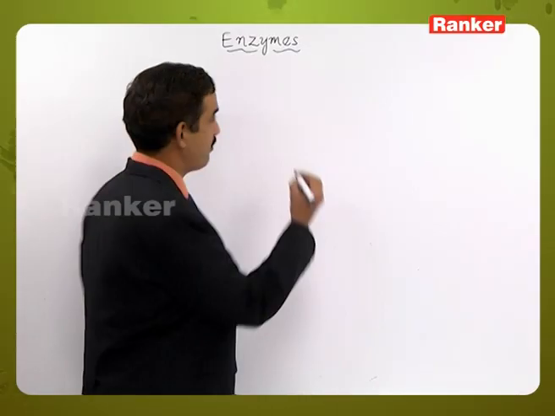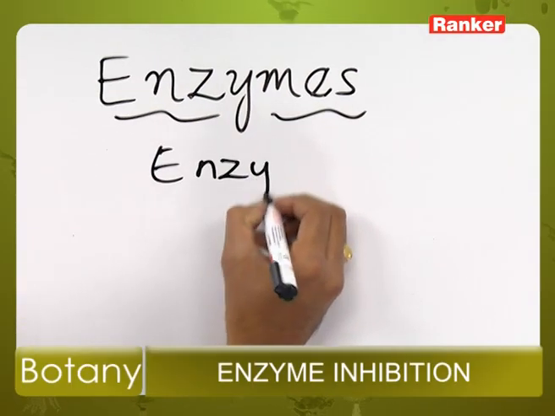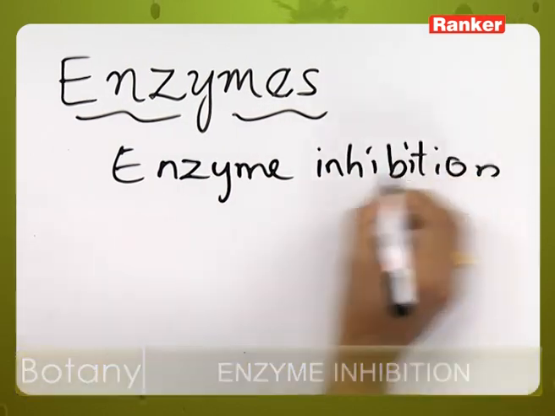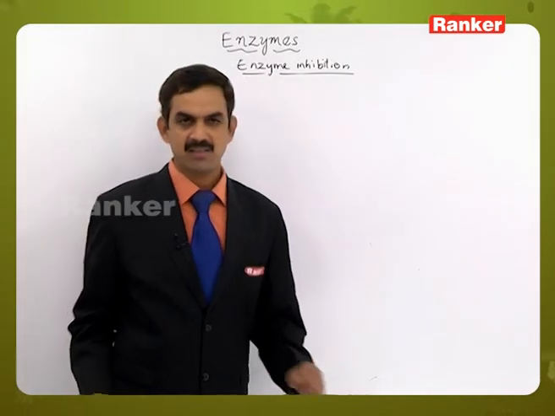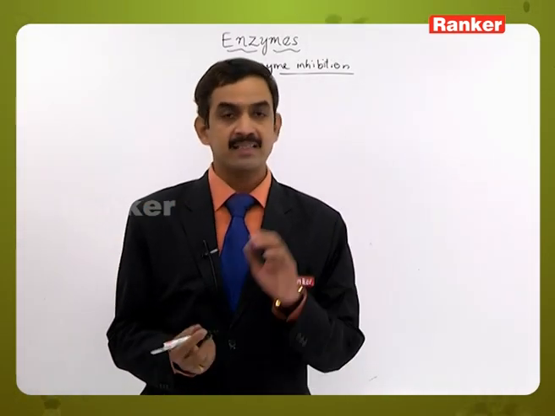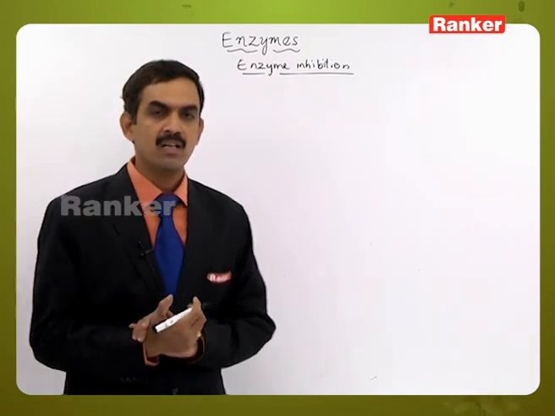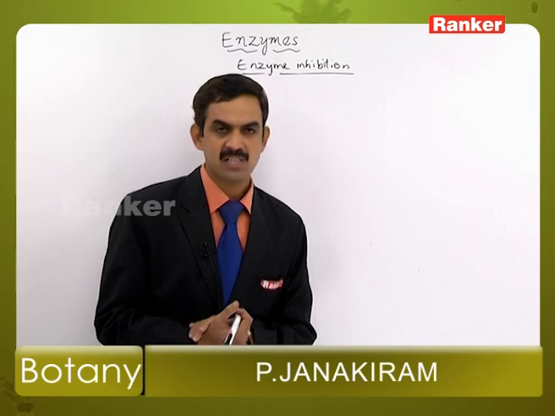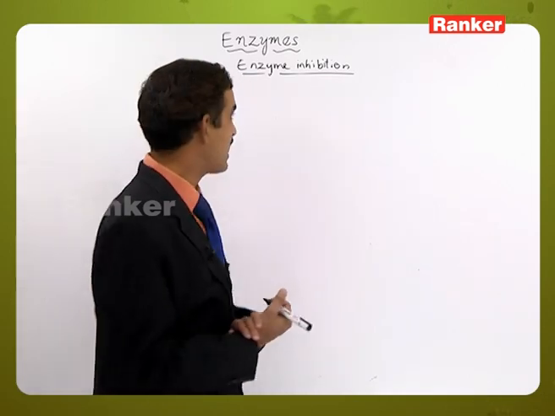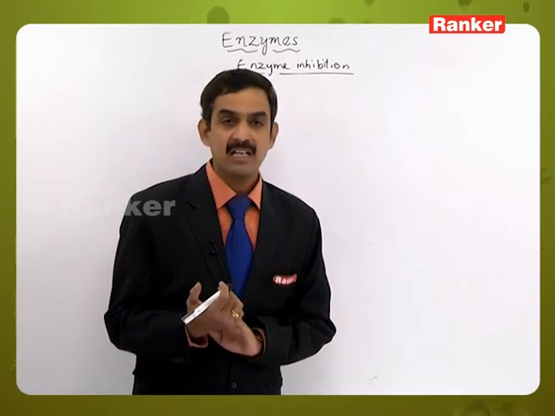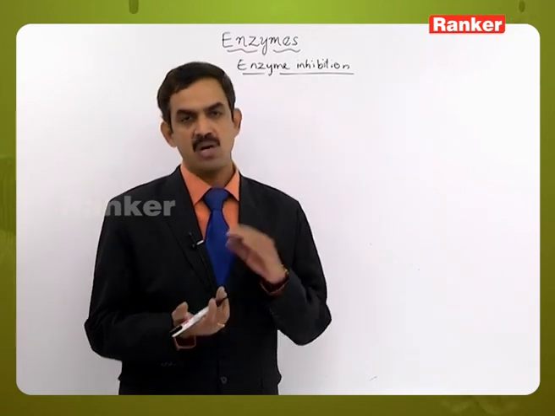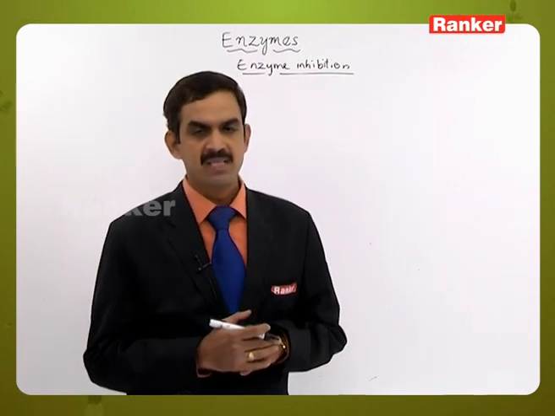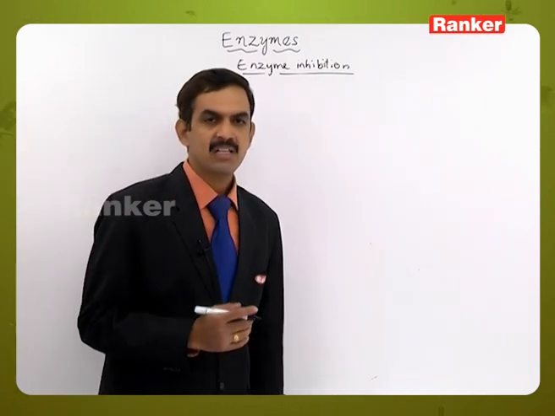Next one is enzyme inhibition. As we are saying that enzymes have the catalytic property or catalytic ability, that catalytic ability is inhibited because of some other substances. Those substances which are inhibiting the activity of the enzymes are called inhibitors, and the process or mechanism where the activity is inhibited is called enzyme inhibition.